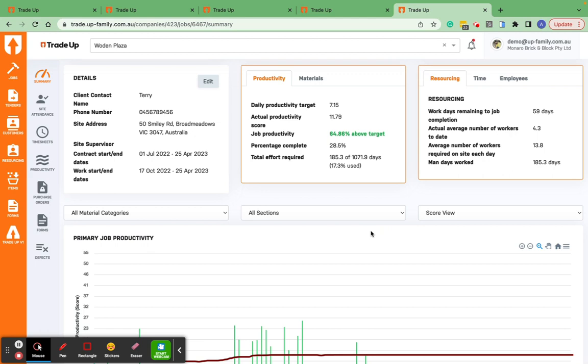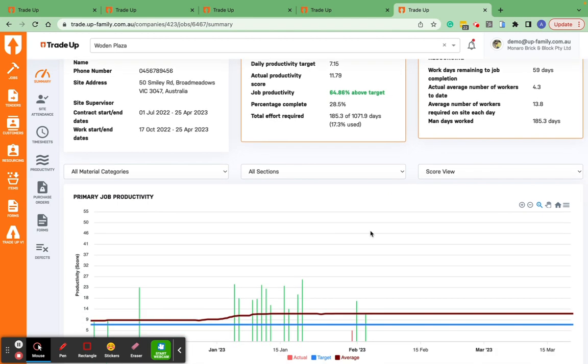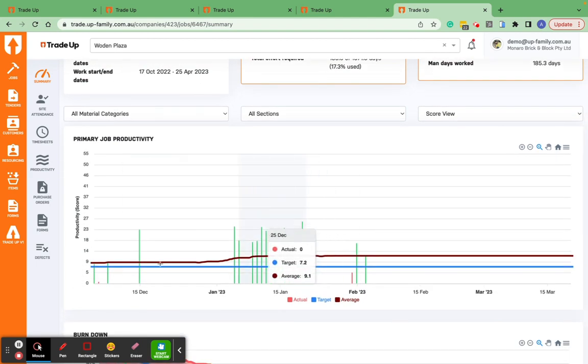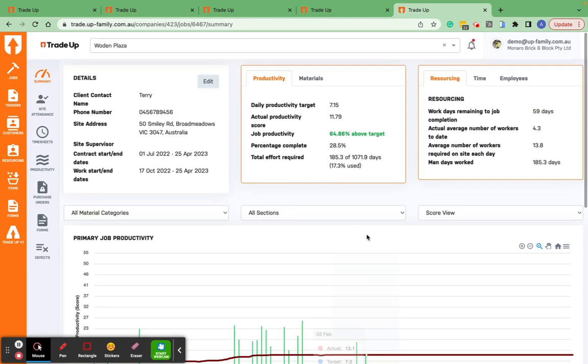what we can see is along the way, this job here started off quite close to the target, and then he's gone up a little bit, and he's tracking along really well now. And you can come in here and you can see that he's got 59. The issue on this job, though, which we can see, and it's very interesting and why it's great to use TradeUp, is because on this job, his target is 7.1 meters squared per man per day.